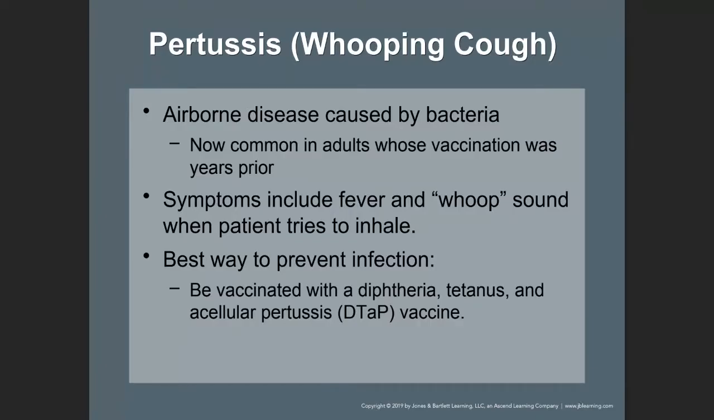Pertussis or whooping cough. It is a contagious disease. It's an airborne disease caused by a bacteria, now common in adults whose vaccination was years prior. Symptoms include fever and a whoop sound when the patient tries to inhale. So essentially they have flu-like symptoms. However, they develop this cough, this unusual cough.